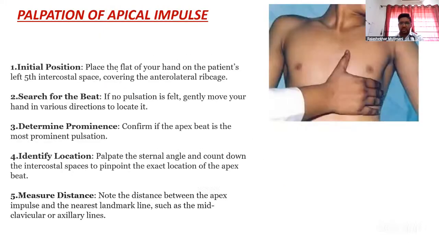The initial position is to place the flat of your hand, just like shown in the picture, on the patient's precordium, at the normal probable apical impulse site, that is the left fifth intercostal space covering the anterolateral rib cage. Search for the beat. If no pulsation is felt, gently move your hand in various directions to locate it and determine the prominence. Confirm if the apex beat is the most prominent pulsation or not. Apex beat has to be the most prominent pulsation.